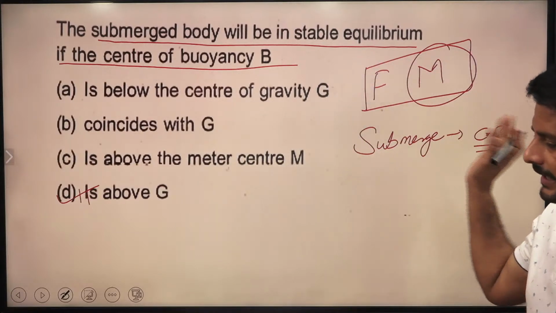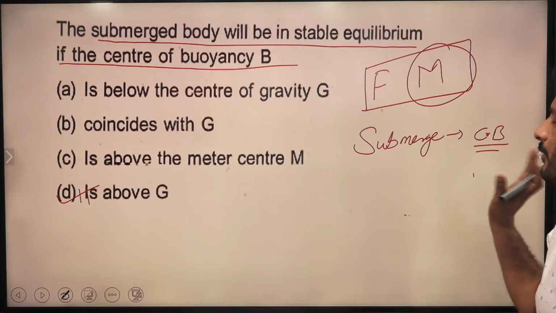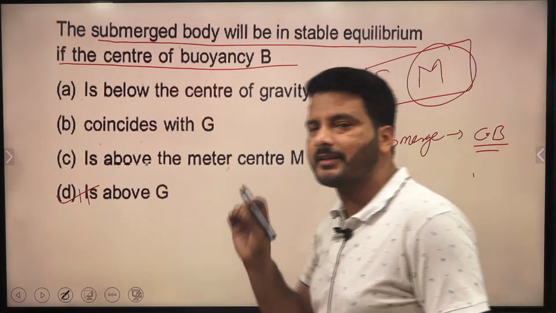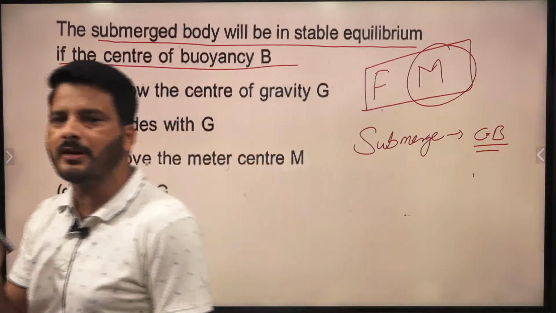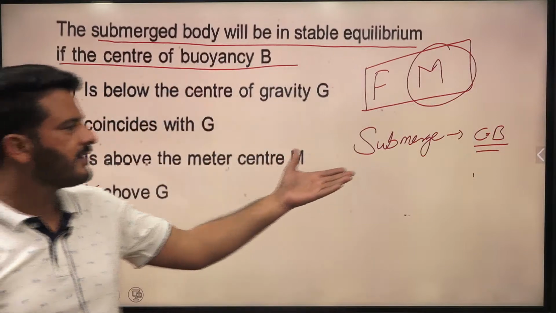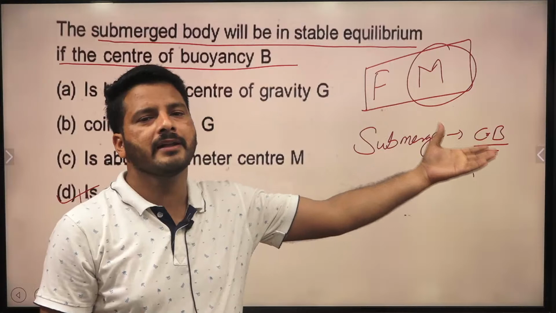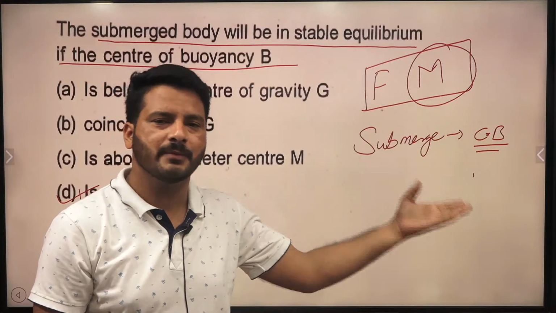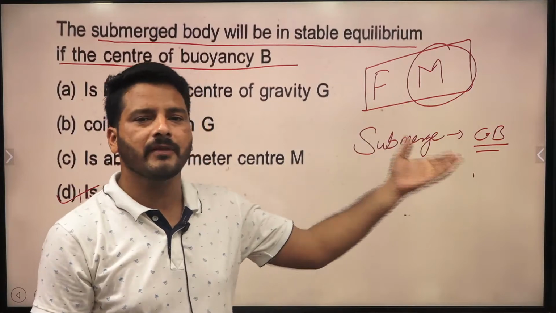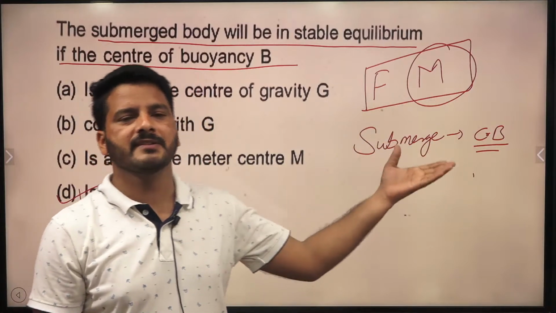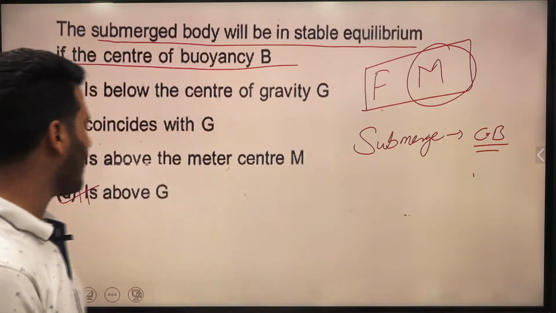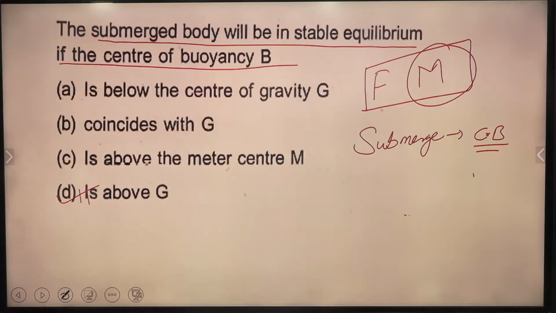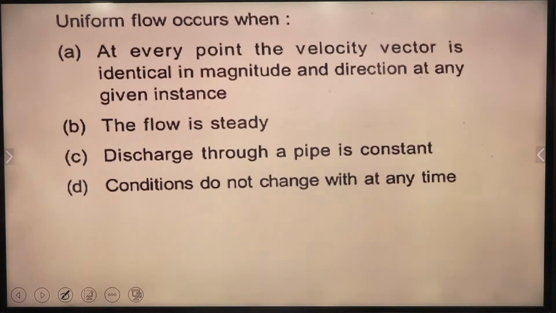Okay, so I give you a trick here. Whenever we are talking about the floating body, the metacenter will decide whether the body will be in stable, unstable or neutral equilibrium. Whenever we are going with submerged bodies, then we are dealing with the center of buoyancy. If it is above the center of gravity, then we have stable equilibrium. If it is on the center of gravity, then neutral equilibrium. If it is lying below the center of gravity, then we have unstable. Fine. Okay, so let's proceed further.